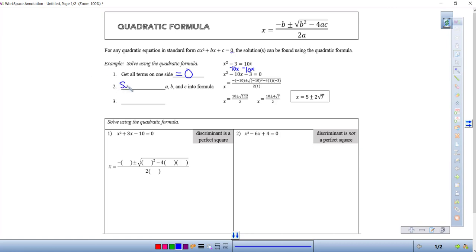Then we substitute in a, b, and c into the formula. So in this example, b is negative 10, so we put negative b, negative 10, plus or minus the square root of b squared minus 4ac, all over 2a. Just taking those three numbers, a is 1, b is negative 10, and c is negative 3, plugging those into this formula and then simplifying. Our last step is to simplify.